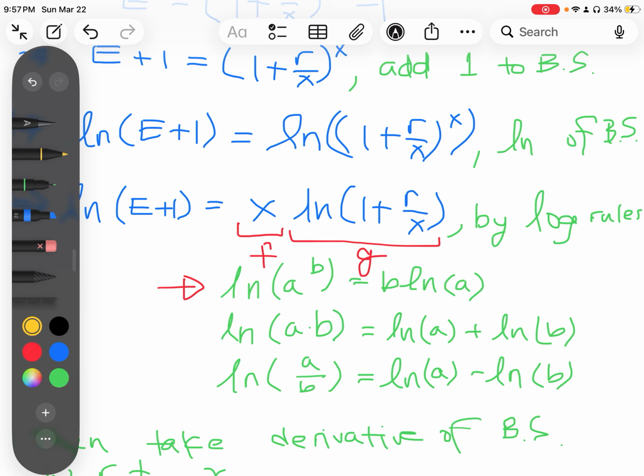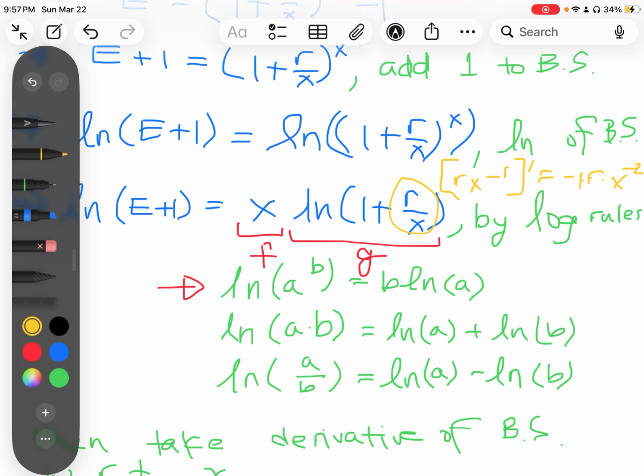So the derivative of r over x, let's use a different color. This thing, think of r as a constant, right? And it's just 1 over x. So it's like r over x. And so you can kind of think of it like r times x to the minus 1. And now we can use the product rule. If we take the derivative of this thing, it's just going to be negative 1 r and then x to the negative 2.